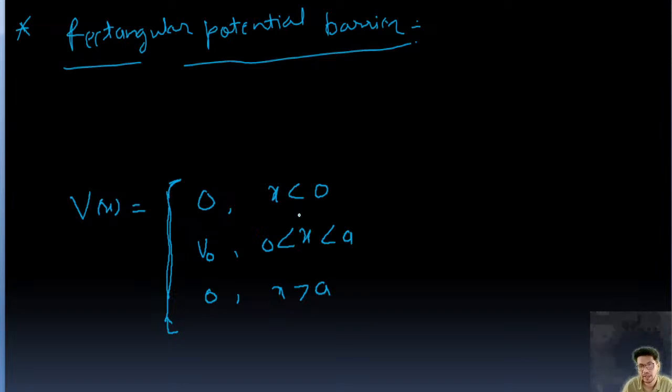For the rectangular barrier, V is 0 if x is less than or equal to 0, and it is V naught if x is between 0 and a, and it is again 0 if x is greater than or equal to a. So this is the potential of the rectangular barrier. Now I will make a figure.